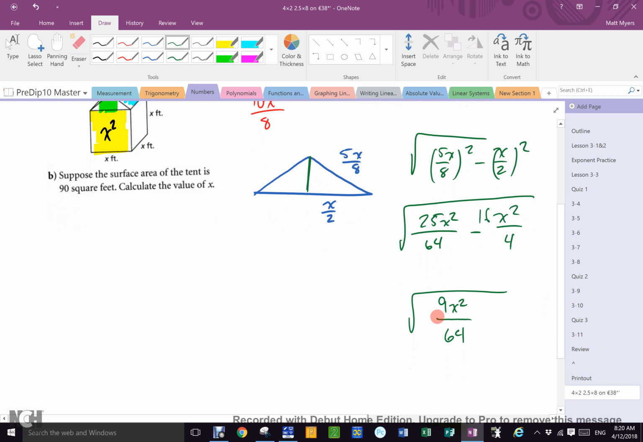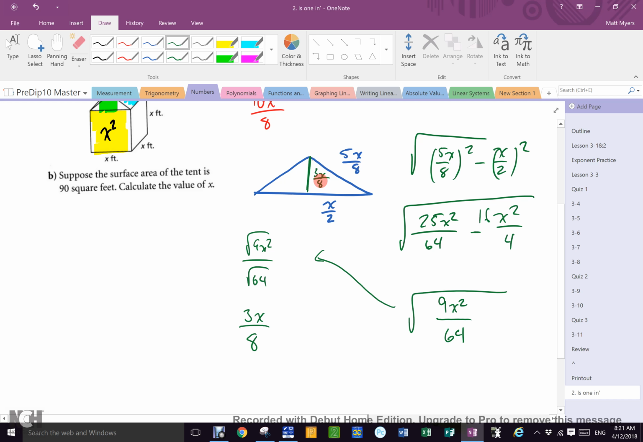Now, that is the same as the square root of 9x squared over the square root of 64, right? What's the square root of 64? 8. What's the square root of 9? 3. What's the square root of x squared? X. So it's 3x over 8. That's the height. Everybody cool?